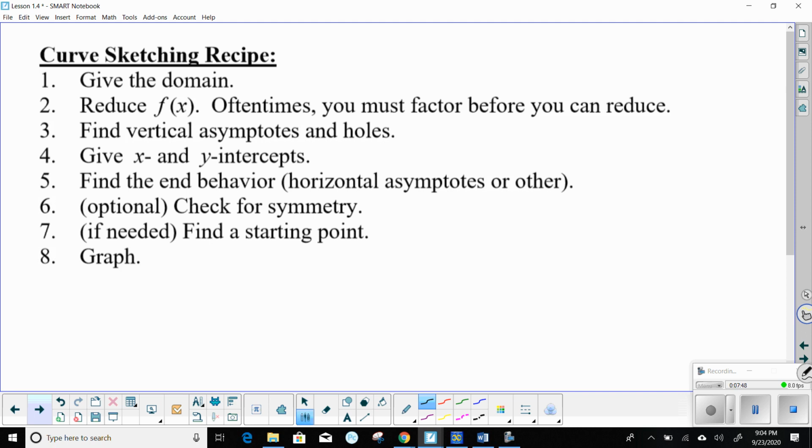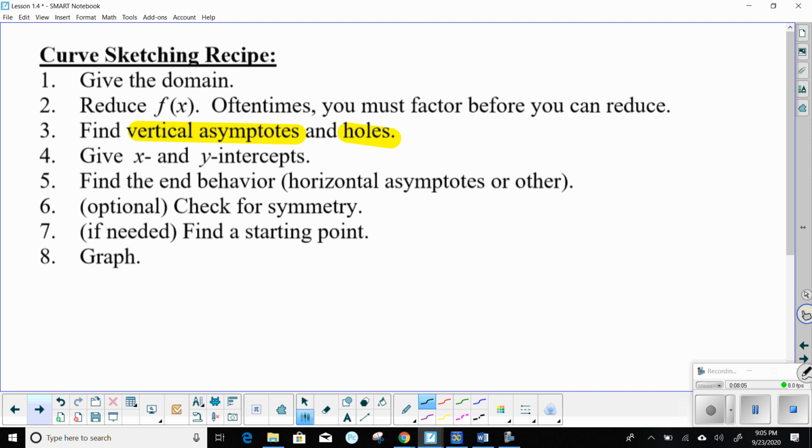if it's not already factored for you. You got to tell if they're vertical asymptotes or holes. And just remember, vertical asymptotes, right? That's when the factor does not reduce. Holes are when the factor does reduce. Find the x and the y intercepts, end behavior. Number 6 is check for symmetry.